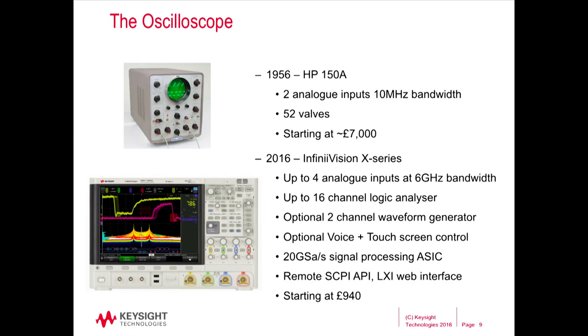In a modern scope like the one you're seeing there, we can have up to 4 analog inputs running about 6 gigahertz. We have some scopes that run up to 63 gig. It's got a 16-channel logic analyzer, a waveform generator, voice control, and a touch screen. And the signal processing runs about 20 gigasamples per second, so there's a custom ASIC in there. We can control it remotely, which Owen's going to do. And that starts at £940, so you're actually getting a lot more bang for your buck.